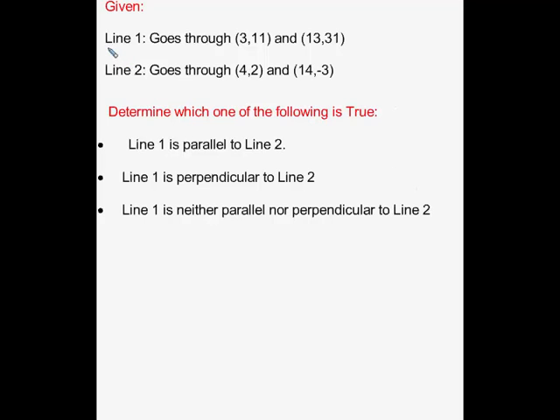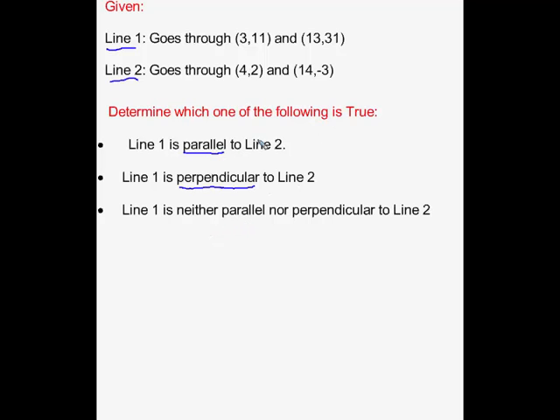In this problem we're given two lines, line 1 and line 2. Line 1 goes through two points, and line 2 goes through a couple different points. We are to determine which of the following is true: either line 1 is parallel to line 2, line 1 could be perpendicular to line 2, or line 1 could be neither parallel nor perpendicular to line 2.